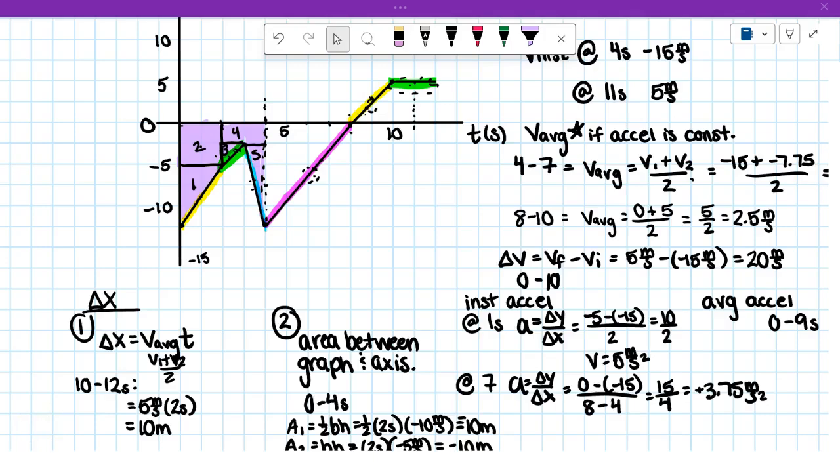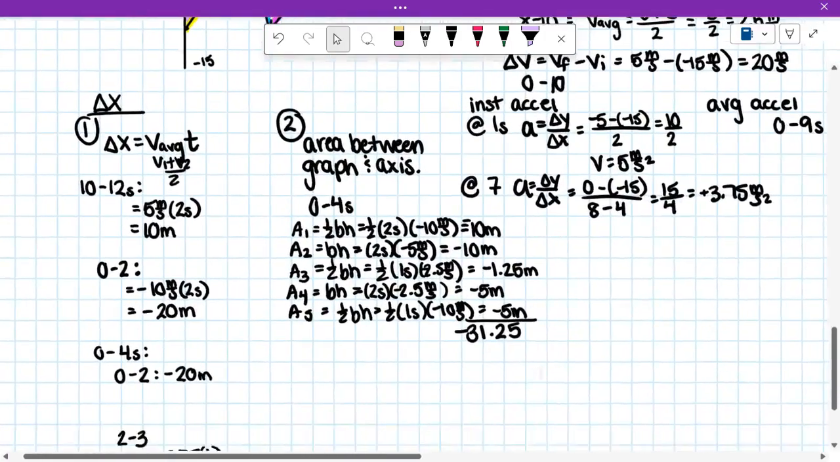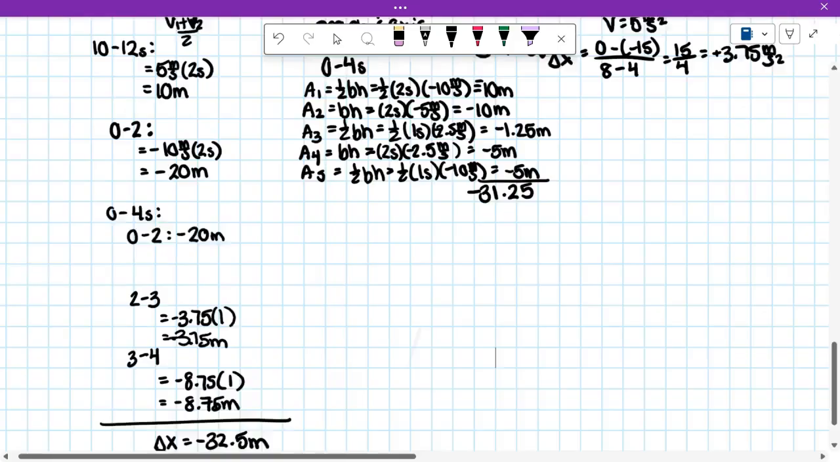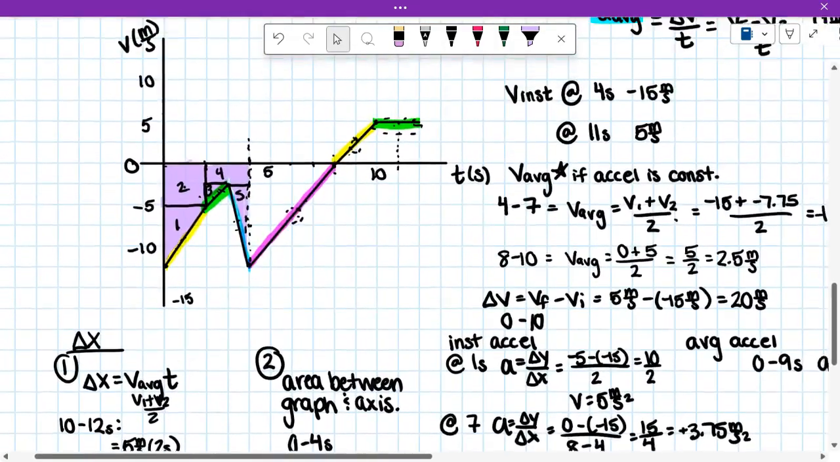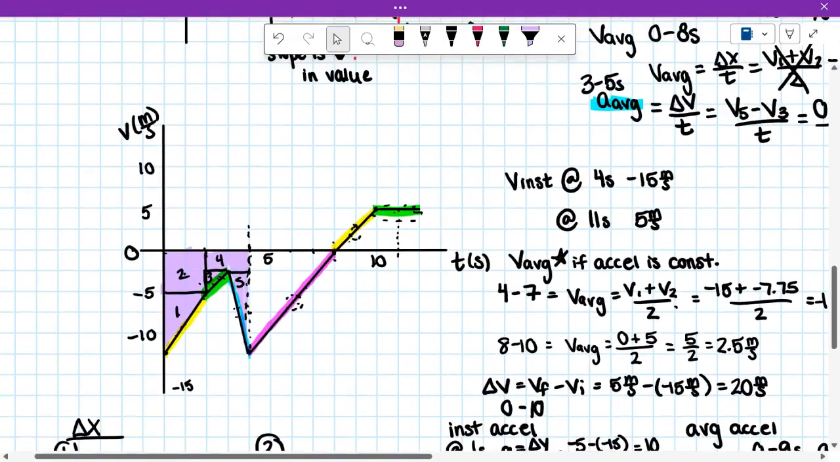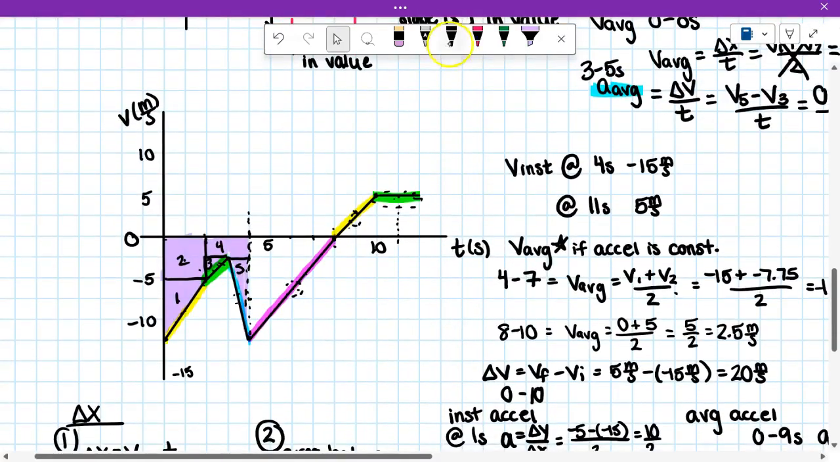-8.75. So I stopped the recording because I was trying to figure out why my answers were different. Why was this 31.25 and this was 32.5? And I figured out that I have been reading numbers wrong the whole time. I have been saying that these 2 points are at -15, and they are not at -15. -15 is down here. This is -12.5.